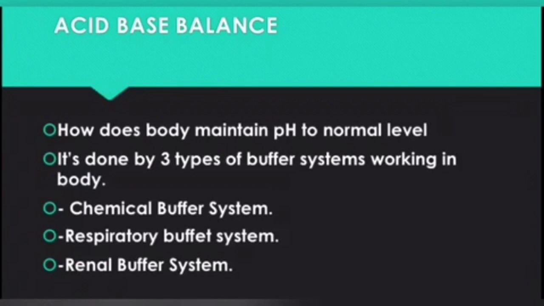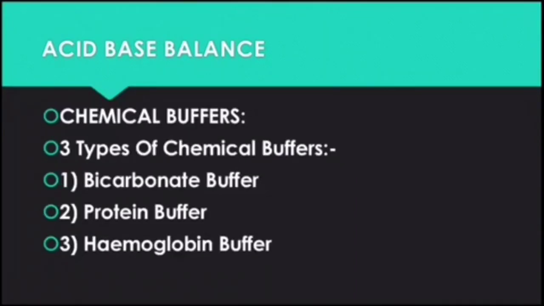Now, let us see how body maintains pH levels normal on its own. This is done by three types of buffer systems working in our body. They are chemical buffer system, respiratory buffer system, and renal buffer system respectively. Now let us understand what are chemical buffers. Chemical buffers are of three types. These are bicarbonate buffers, protein buffers, and hemoglobin buffers.